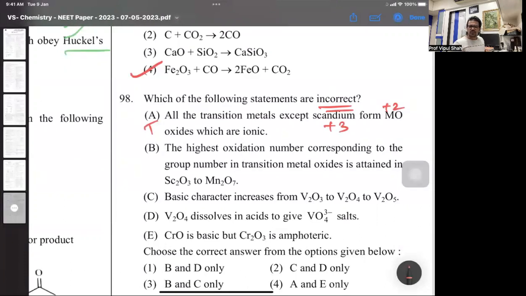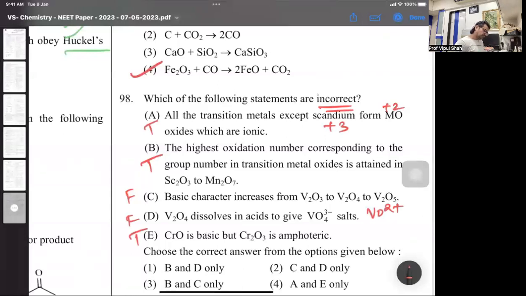Highest oxidation state corresponds to the group number attained by Sc2O3 and Mn2O7. Yes, that is also a true statement. And basic character increases from V2O3 to V2O4 to V2O5. No, this is a false statement. Basic character, in fact, over there will not increase, it will decrease. Then V2O4 dissolves in acids to form VO4 salts. This is also false. It basically forms VO2+ salts, not VO4 salts. And CrO is basic, but Cr2O3 is amphoteric. Yes, this is also a true statement.